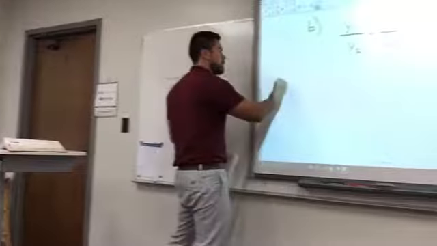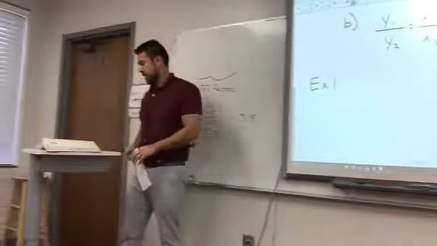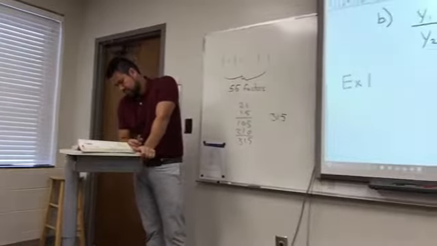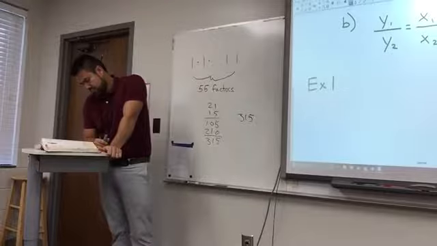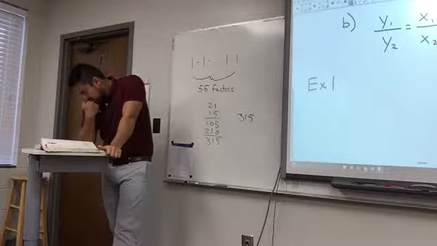So can someone read example number 1, and we'll see how we use this. Josh, go ahead. Julio's wages vary directly as the number of hours that he works. If his wages for 5 hours are $29.75, how much will they be for 30 hours?